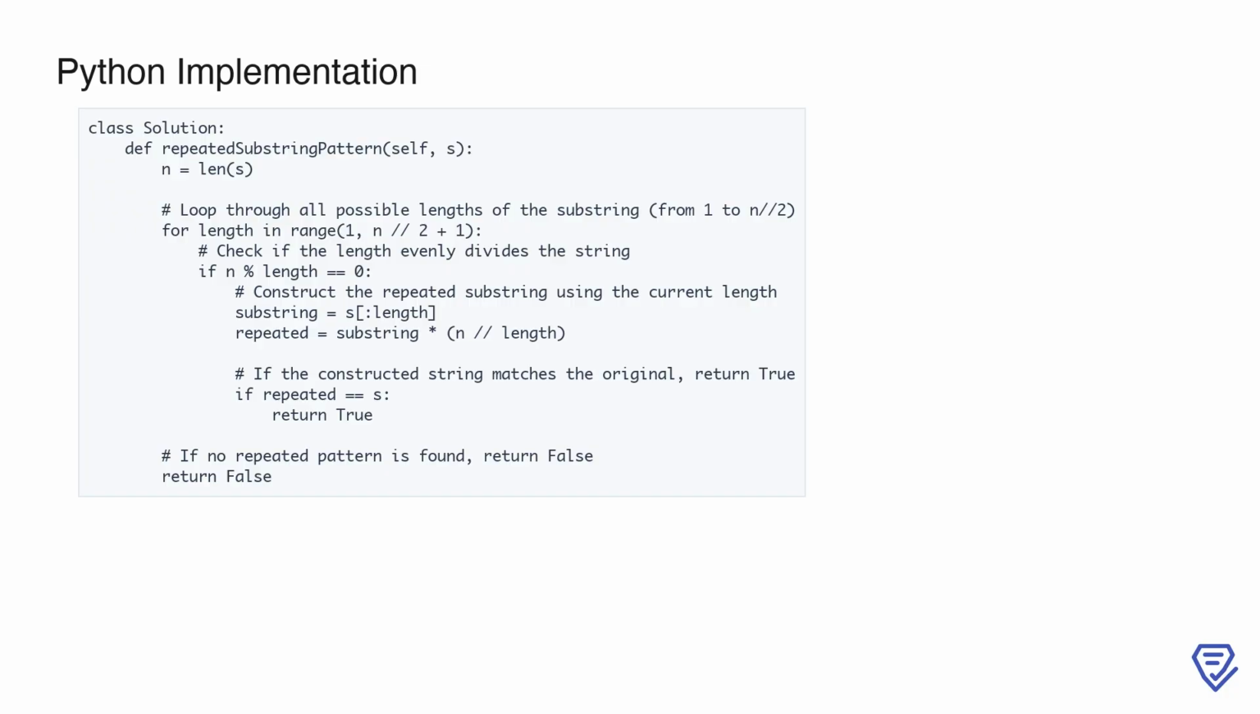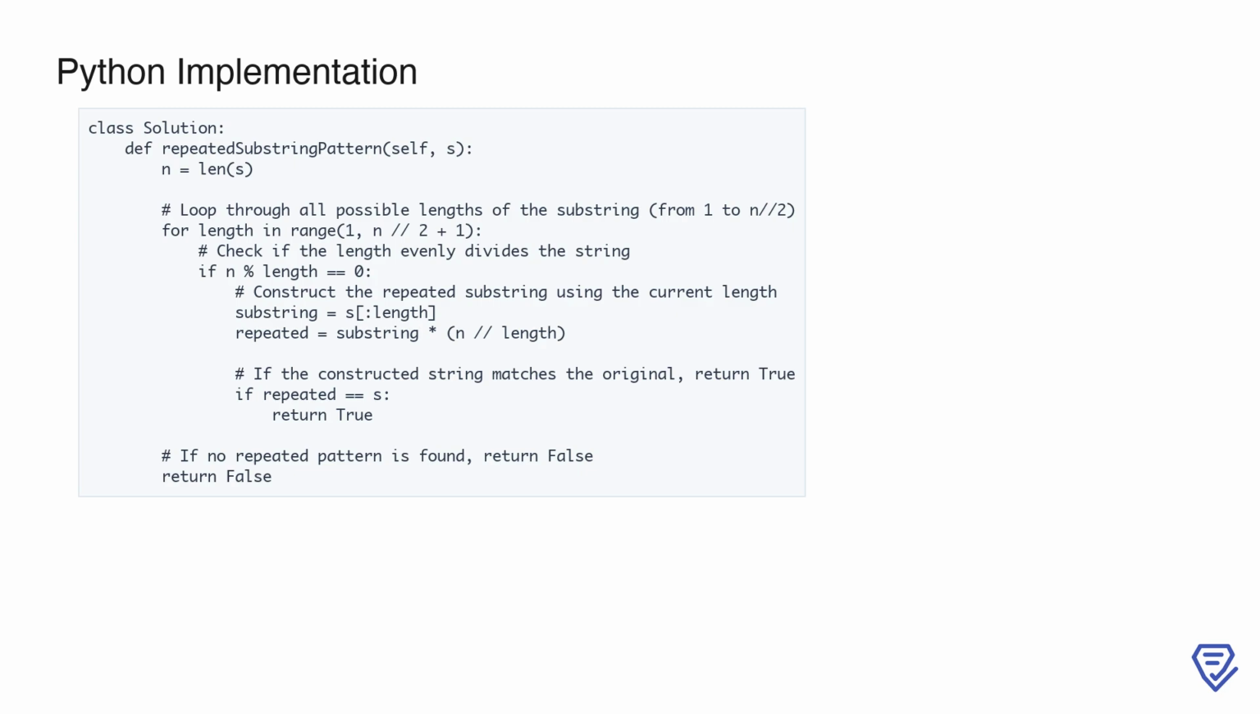the full string. For each possible substring length, we first check if it evenly divides the length of the string. This ensures that the string can be evenly split into repeated parts of that length. If the length is valid, we extract the substring of this length from the beginning of the string.